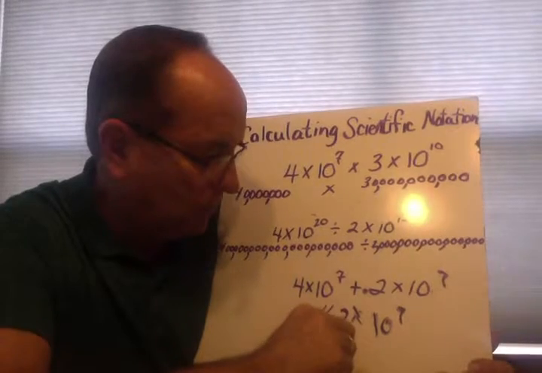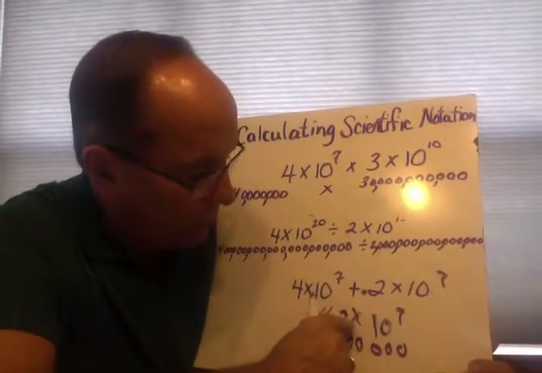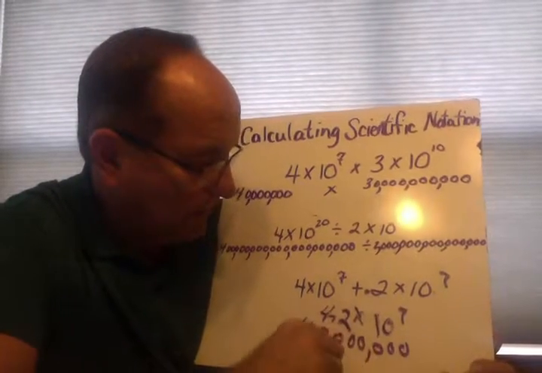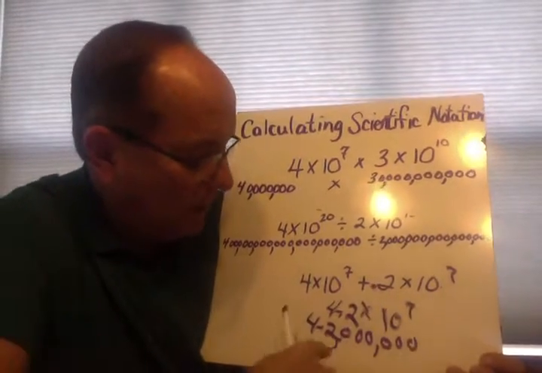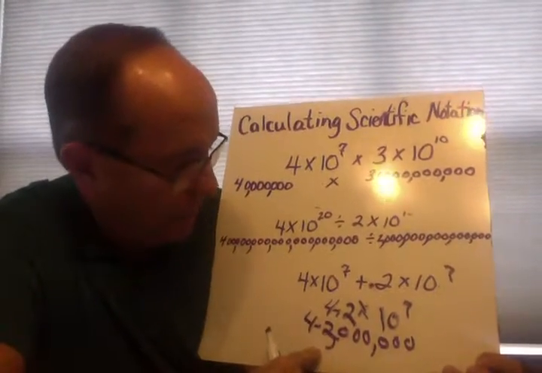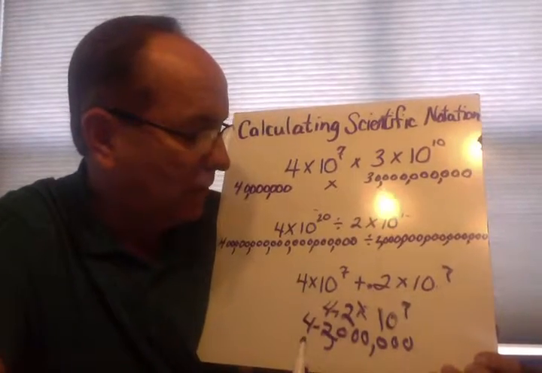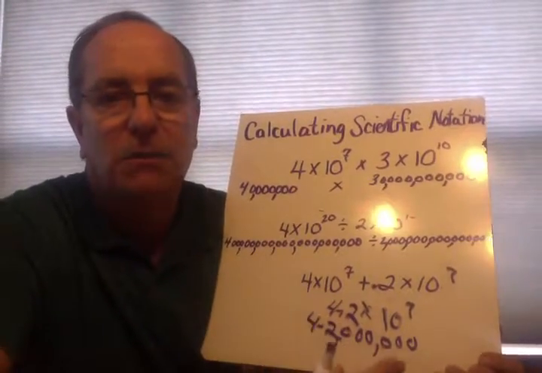Well, let's do it. 4, 2, and move it. Looks like I'm going to have 6 zeros, because I moved the decimal on the other side of the 2, and then I'd have 6 more. So this number plus this number, which are big, actually is 42 million, after I convert that out of 4.2 times 10 to the 7th. So that's adding, and subtracting would be the same way.